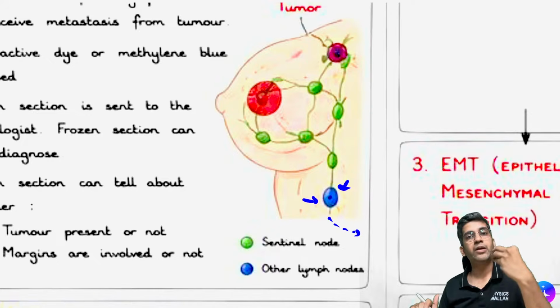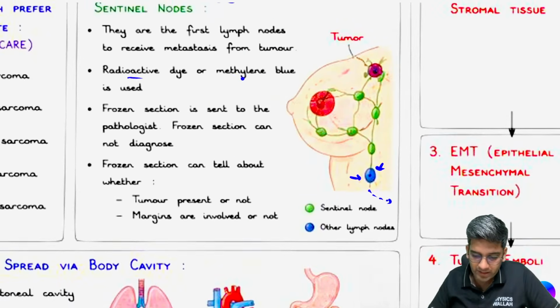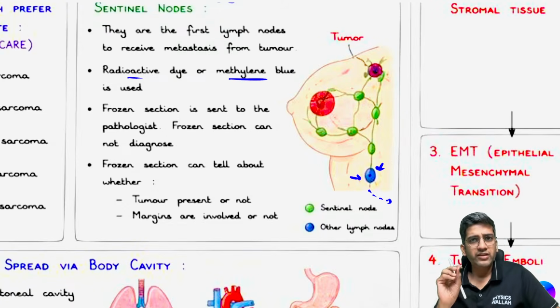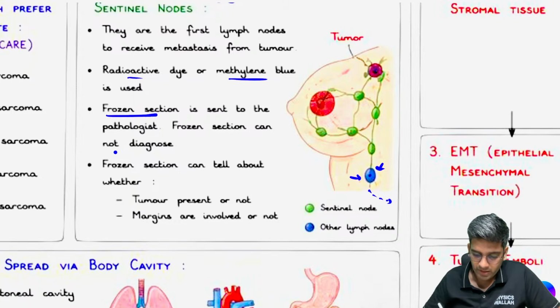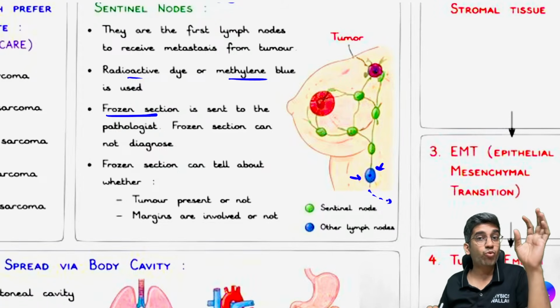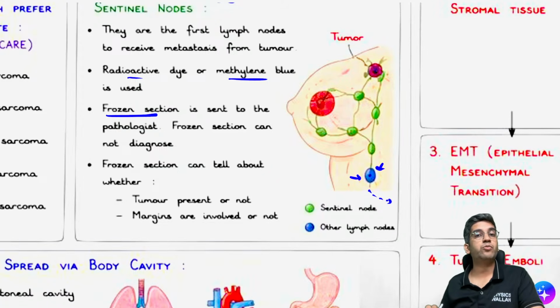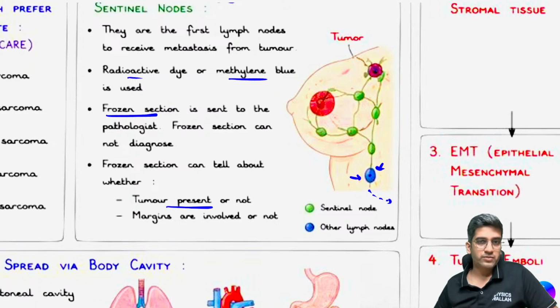How do I identify them? Intraoperatively, you inject radioactive dye or methylene blue into the tumor. The first color change which happens, that is the sentinel lymph node. You take them, do a frozen section. Frozen section will tell present or absent. It cannot say what cancer it is. It will not say whether it's a fibroadenoma, an IDC or an ILC. No, it can tell tumor present or absent.